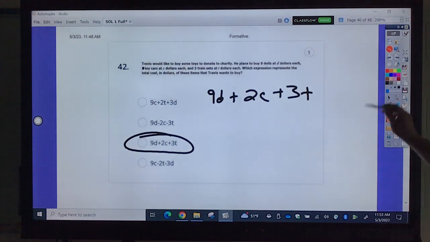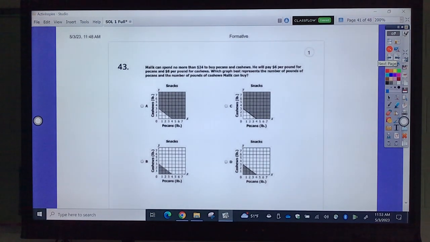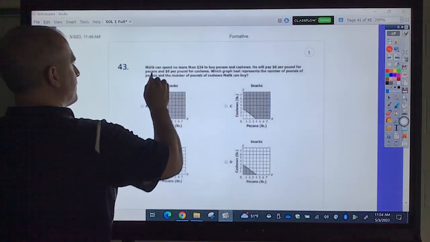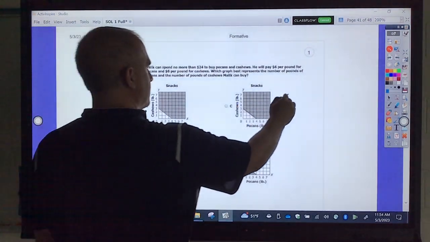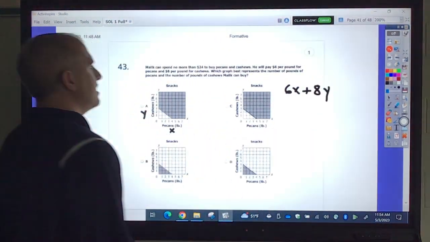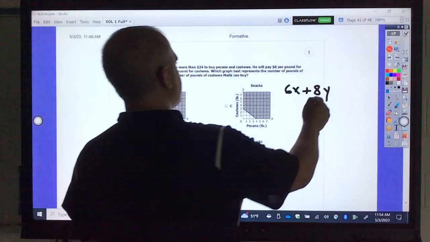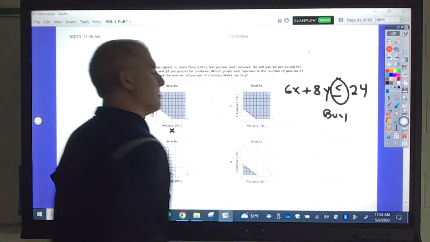It says Malik can spend no more than $24 to buy pecans and cashews. He spends $6 a pound for pecans and $8 for cashews. Now the idea here is whatever is first, so pecans, that's your X, cashews is your Y. It represents the number of pounds that he can buy. He can only spend up to 24, so if it's a buy deal, you want to use less than or equal to.